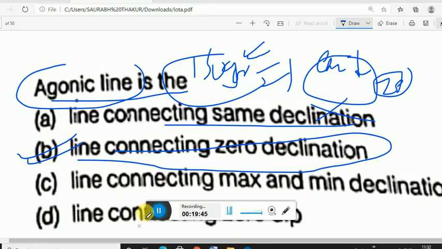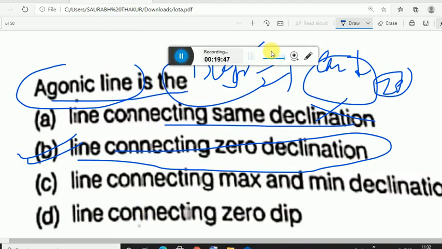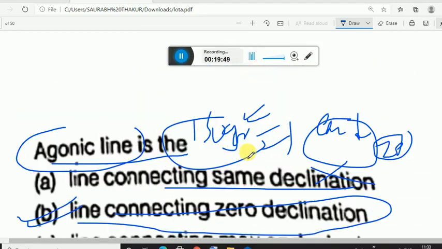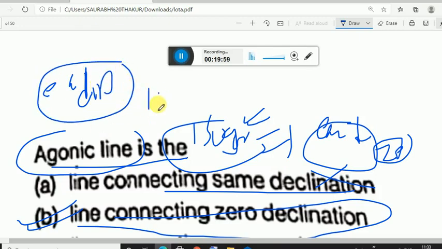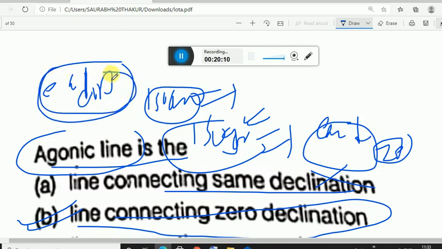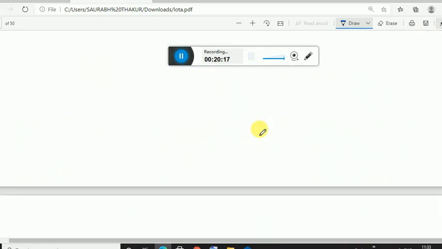When it would ask about the line connecting equal dip, then your answer would be isoclinic lines. Isoclinic lines. When it would ask about equal dip, then your correct answer would be isoclinic lines. Let's move to the next question.